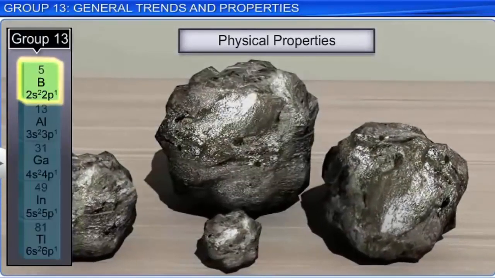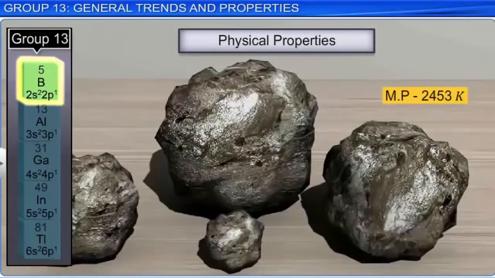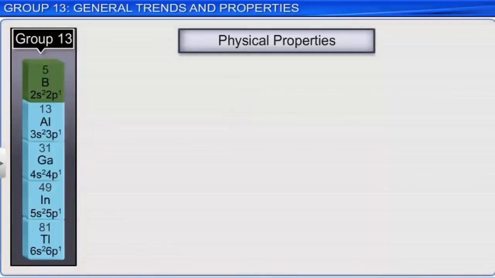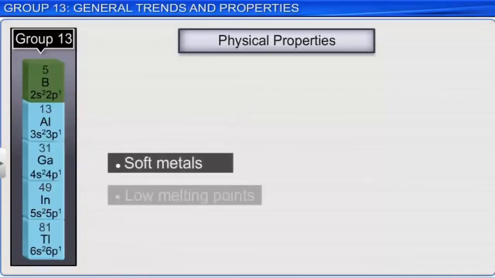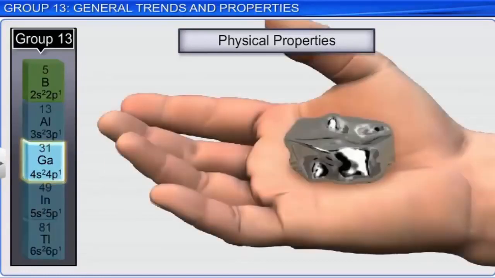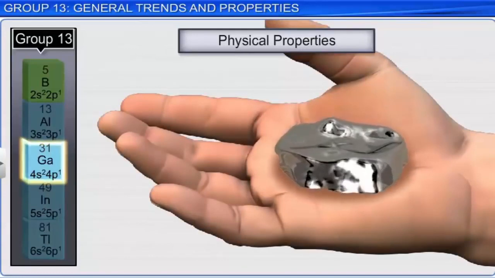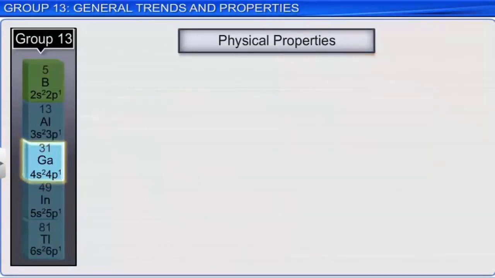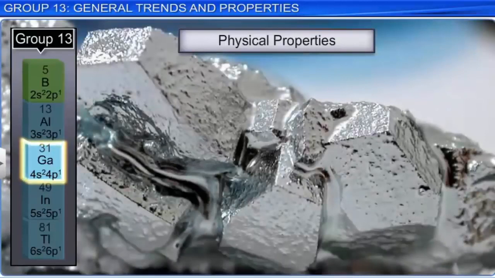Boron has a high melting point, 2453 Kelvin, due to its strong crystal lattice. The other members of the family are soft metals with low melting points. The melting point of gallium is only 303 Kelvin, low enough to melt in the palm of your hand. Gallium's boiling point is very high, 2676 Kelvin, making it very useful for measuring high temperatures.